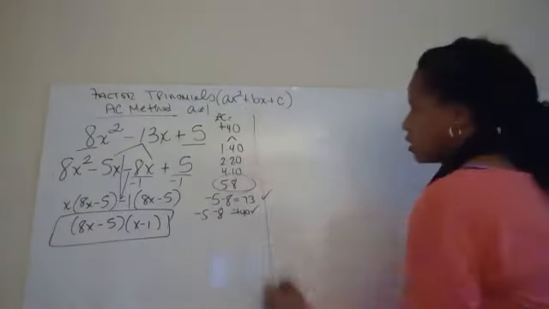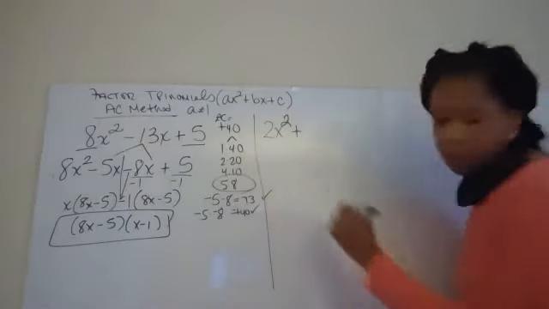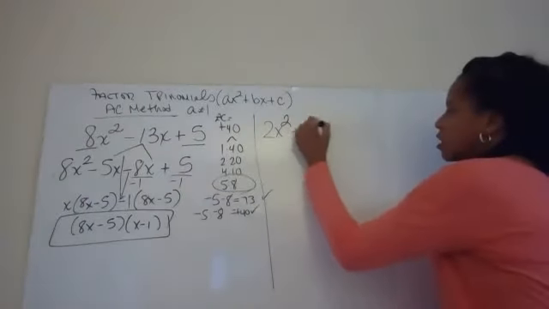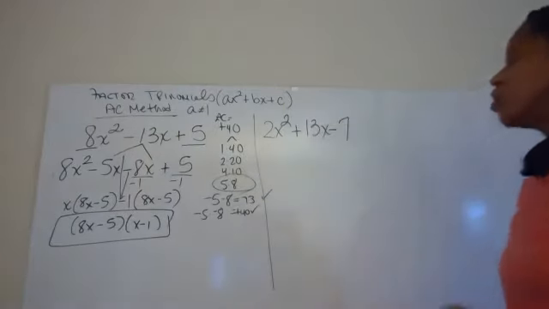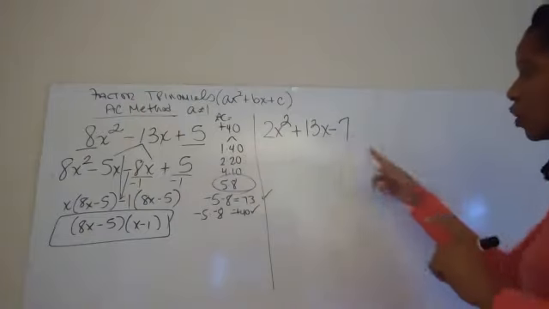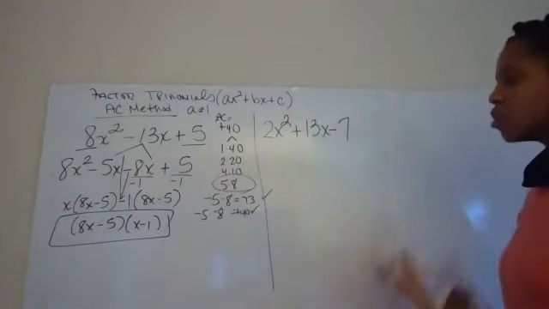All right. So let's look at another one. 2x squared plus 13x. I hate to get 13 again, but it's fine. 2x squared plus 13x minus 7. So it's in the correct order we need it in. We don't have a greatest common factor. So what are we going to do?